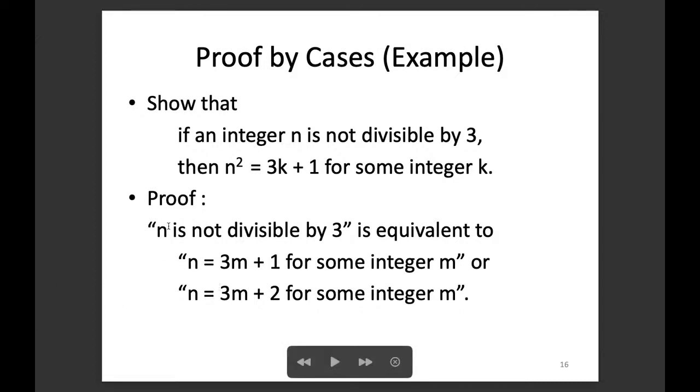So n not divisible by 3 is equivalent to saying that n is either of the form 3m plus 1 or 3m plus 2 for some integer m. And then to show this original statement, we are going to use proof by cases. We show that if this case happens, then n squared is equal to 3k plus 1 for some integer k. We also show that if the next case happens, then we will also have n squared is equal to 3k plus 1 for some integer k.